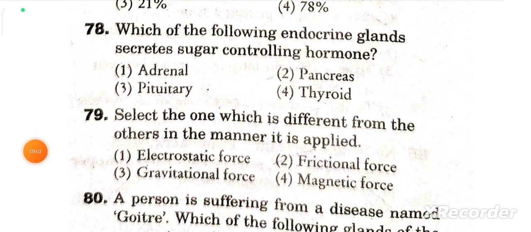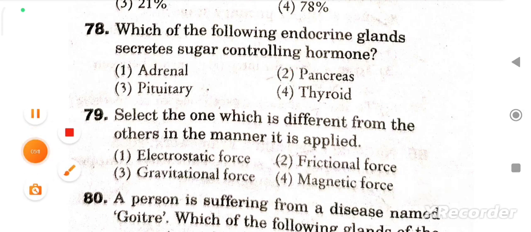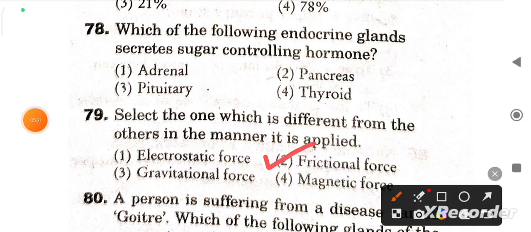Next question, which of the following endocrine glands secretes sugar controlling hormone? So pancreas, second one will be the correct option here. Next question is, select the one which is different from the others in the manner it is applied. So correct option is frictional force.